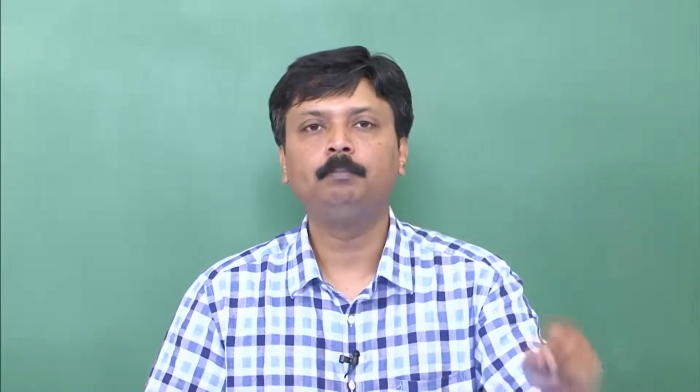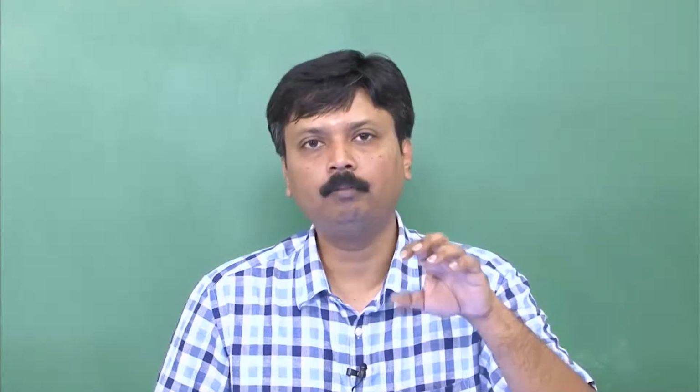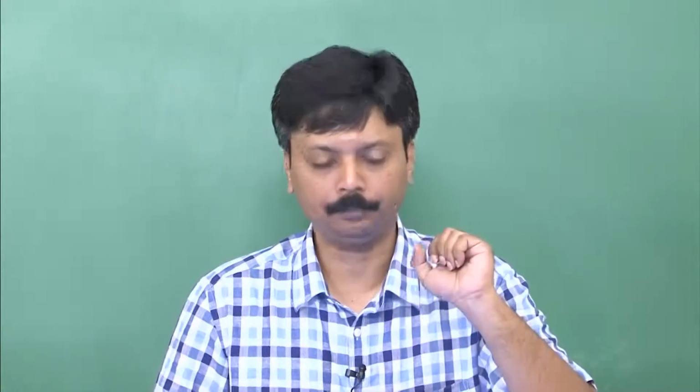First we figured out the point group of naphthalene, which is D2h, and then we took the 10 p pi orbitals sitting on 10 carbon atoms. Using those 10 p pi orbitals, we formed a representation, which is gamma. We also said that we can separate these p pi orbitals into different sets, because different carbon atoms form different sets of equivalent carbon atoms.